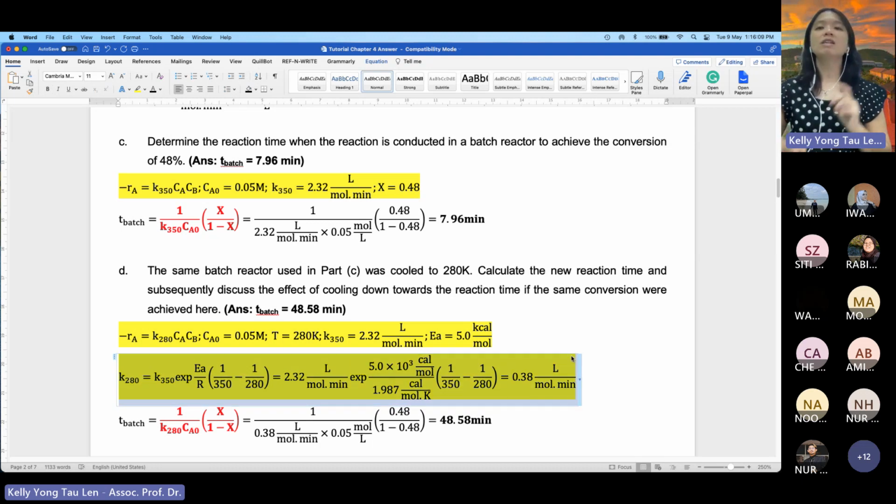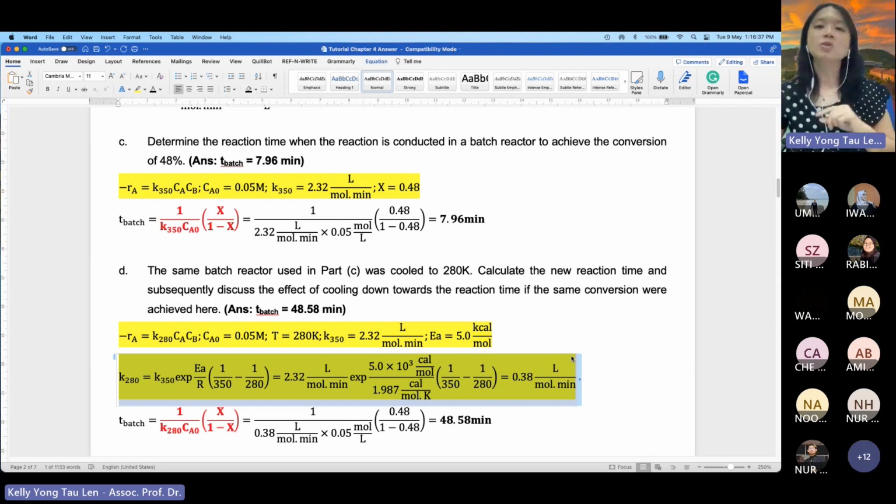Okay, so now this part you may get a bit confused sebab sekarang kamu ada dua kombinasi K yang berbeza kan, sebab daripada soalan dia beri kamu K at 300 as 0.7. You also calculated the new K at 350 which is 2.32. Sekarang suruh kira pula K pada 280. So you may ask, kita nak guna set yang mana? 300 0.7 or 350 2.32.